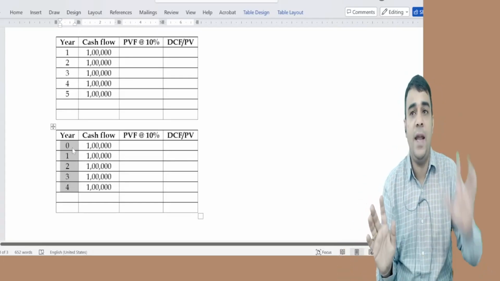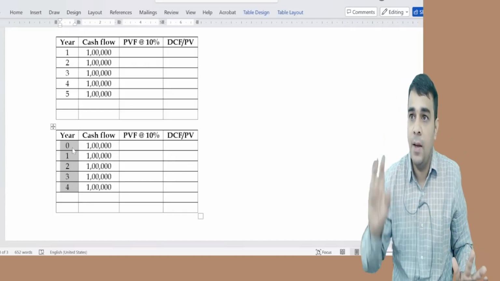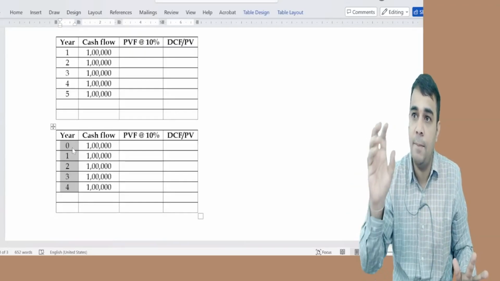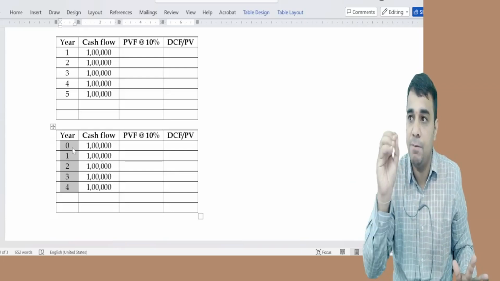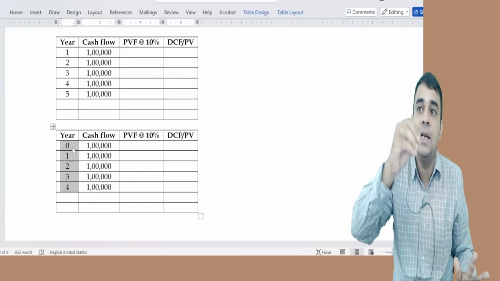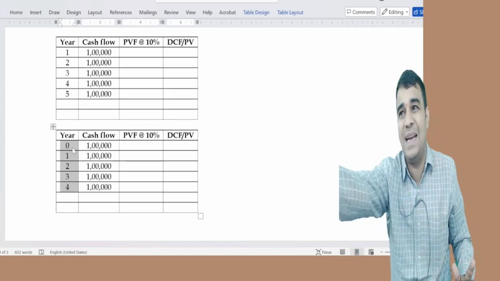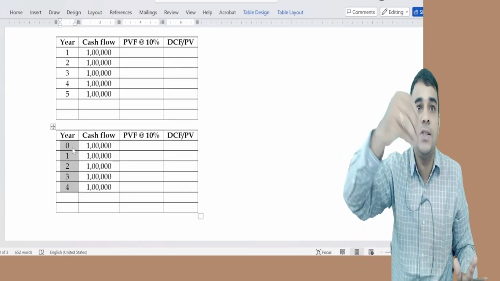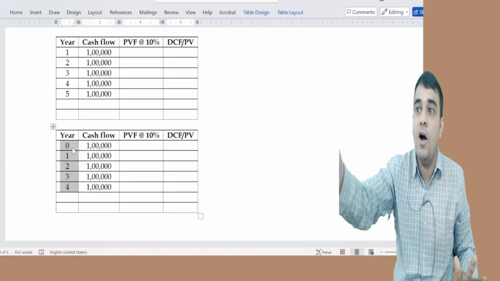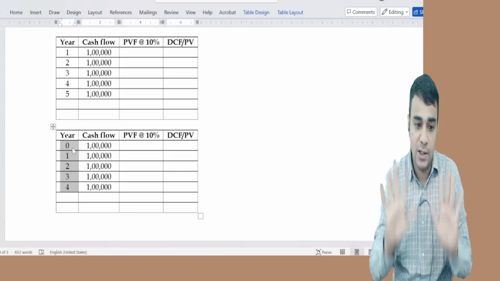1, 2, 3, 4, 5: end of first year, end of second year, end of third year, end of fourth year, end of fifth year. 0, 1, 2, 3, 4: end of first year has now become beginning of first year, end of second year has now become beginning of second year. Beginning of first is nothing but year 0. Beginning of year 2 is nothing but end of year 1. First year got over, second year started. Beginning of year 3, end of year 2. Beginning of year 4, end of year 3. Beginning of year 5, end of year 4. That is the most important one.